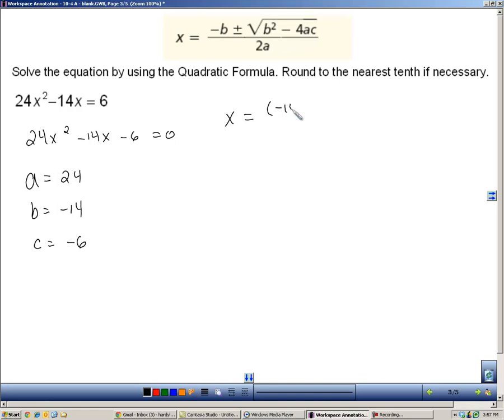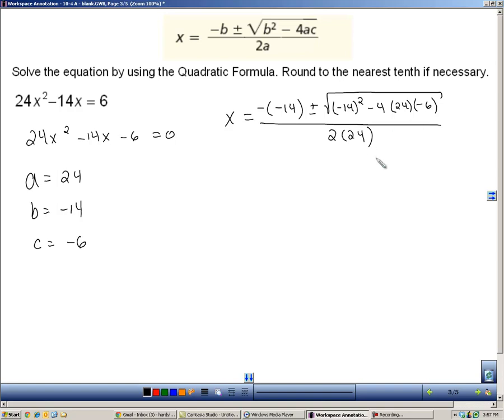Plugging those in, opposite of b, which is negative 14, plus or minus the square root of b squared, which is negative 14 squared, minus 4 times a, which is 24, times c, which is negative 6. All of that is under the square root, and it's all over 2 times a, which is 24. So make sure when you plug these in, use parentheses to remind yourself of multiplication. Simplifying now, negative times negative is a positive. Negative 14 squared is 196.